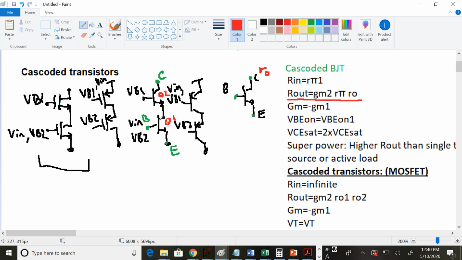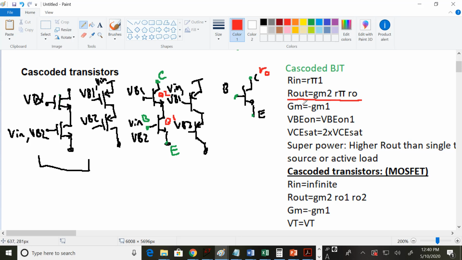And if these are the same transistors, then these values won't vary very much. They should be the same for both transistors, I think. R-pi is beta VT over IC. IC is the same, so that should be a constant. And then RO is VA over IC. So yeah, they shouldn't change whether it's Q1 or Q2.